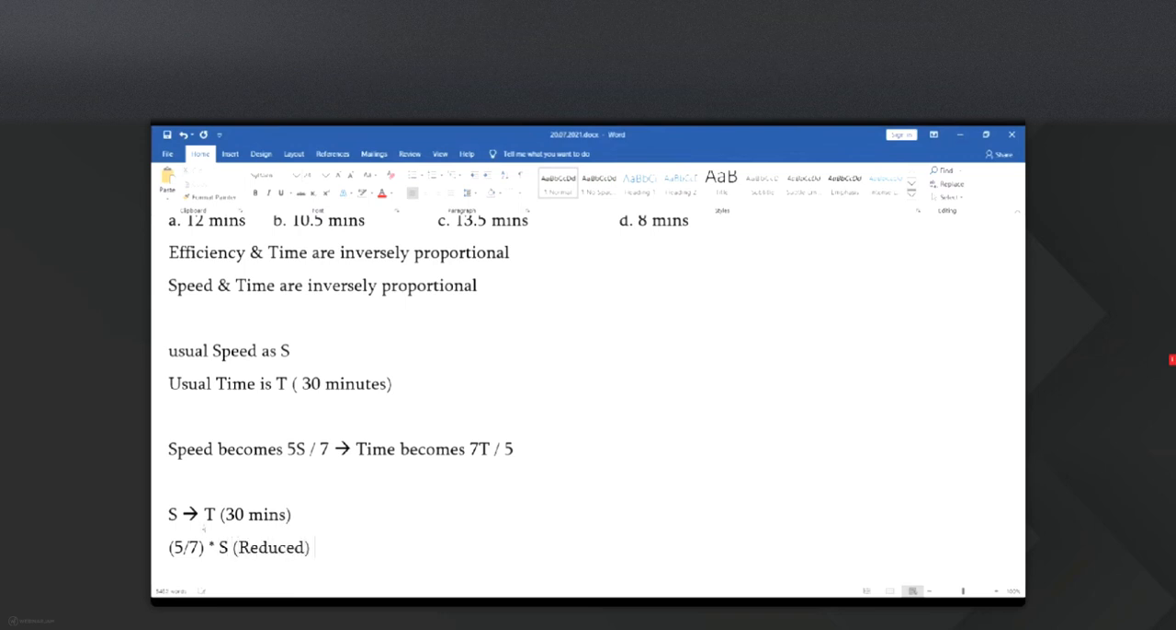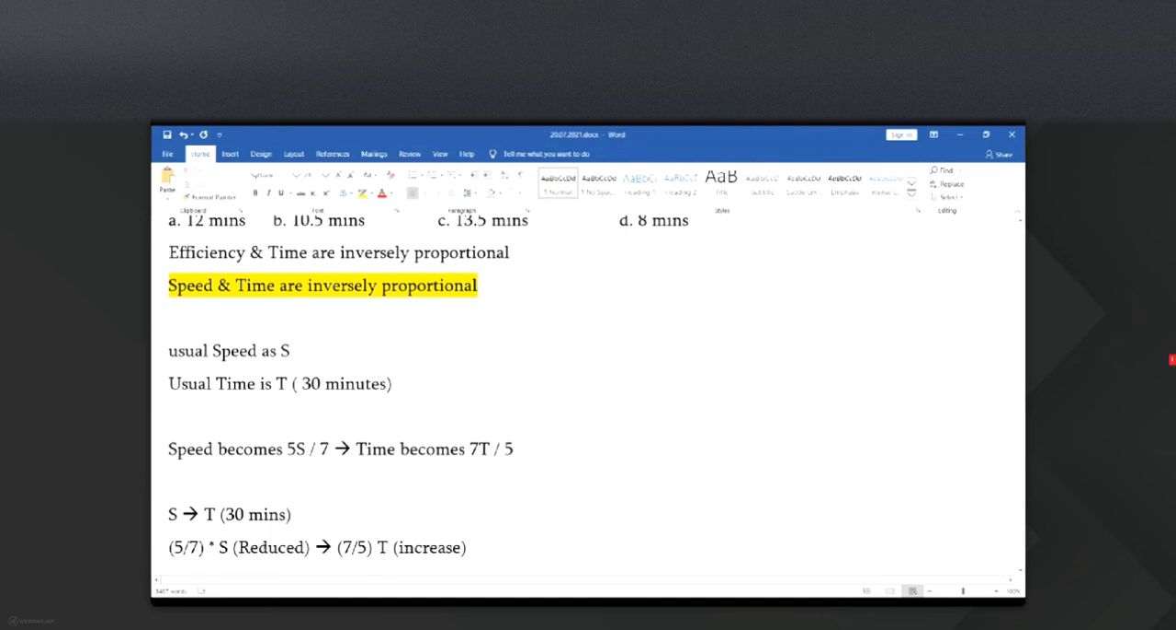Speed has reduced. So when speed reduces, what happens to time? Time increases. It becomes 7 by 5 of T. Why does time increase? Because speed and time are inversely proportional. When speed reduces, time will increase. So 5 by 7 of S will become 7 by 5 of T.